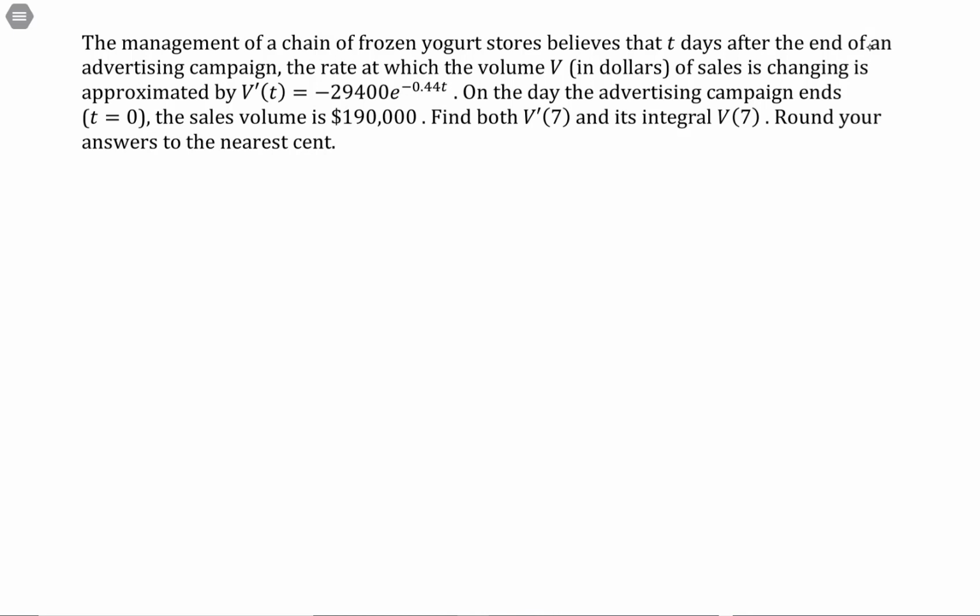The management of a chain of frozen yogurt stores believes that T days after the end of an advertising campaign, the rate at which the volume V in dollars of sales is changing is approximated by V prime of T equals negative 29,400 e to the negative 0.44 t. So let's write that down. So volume is changing according to this formula right here.